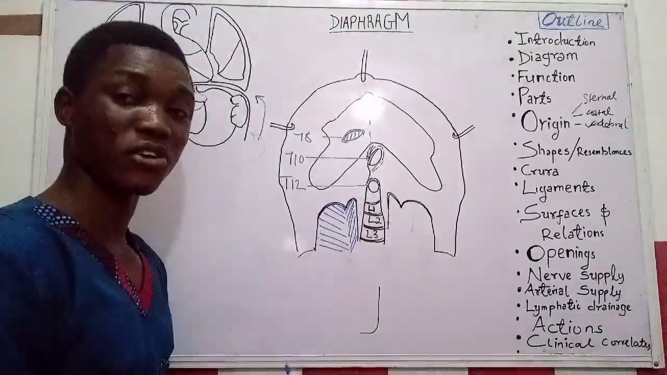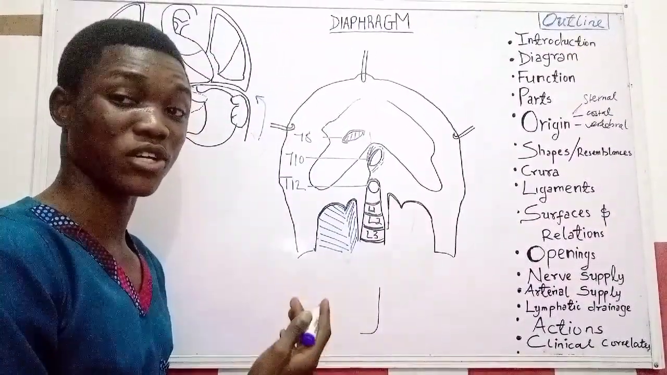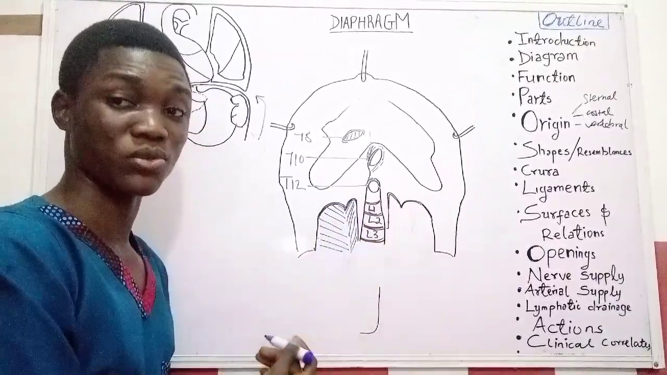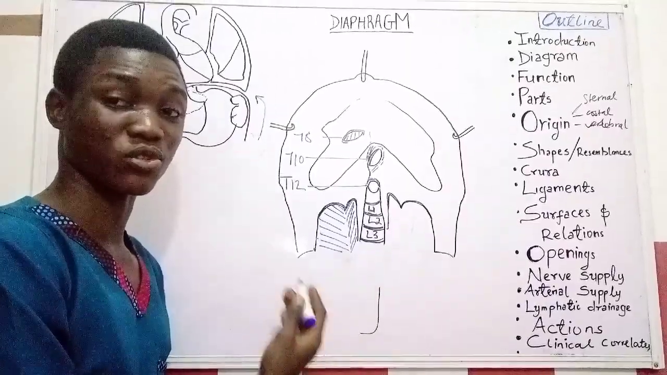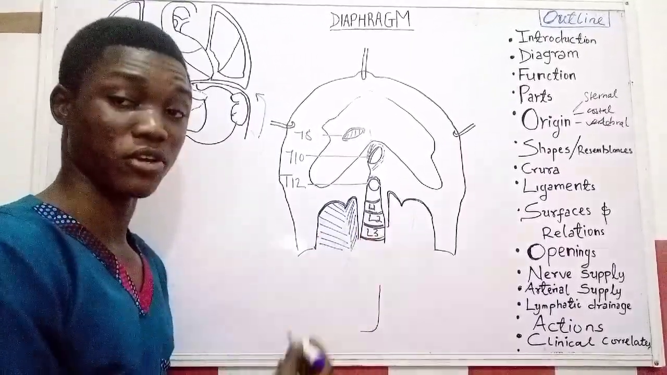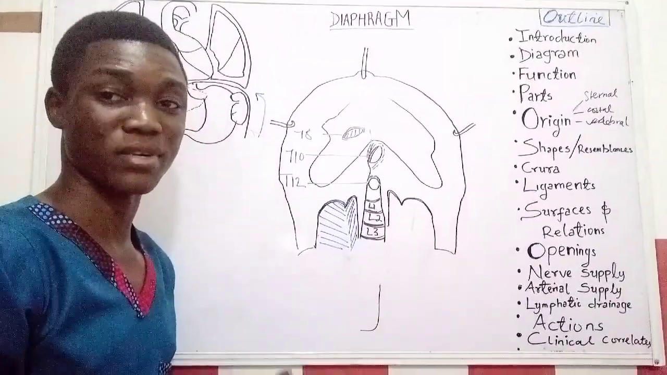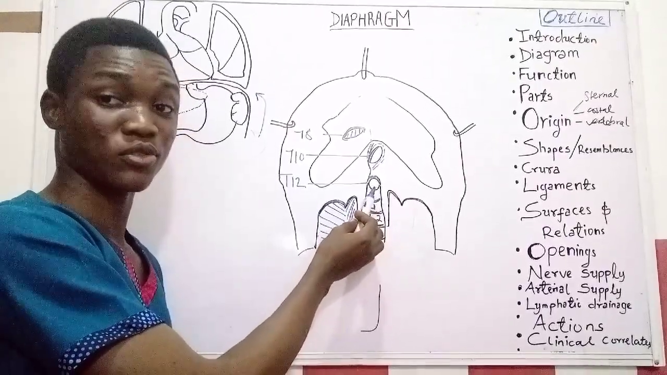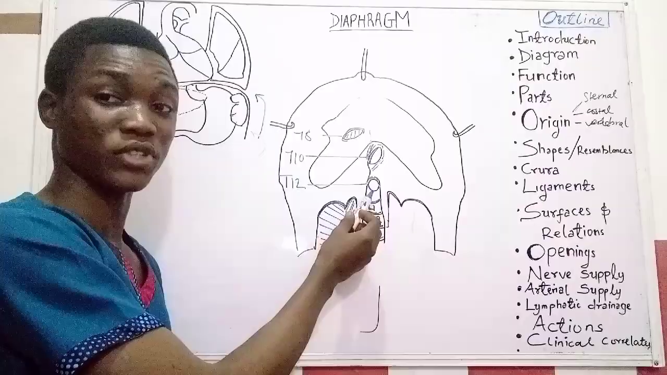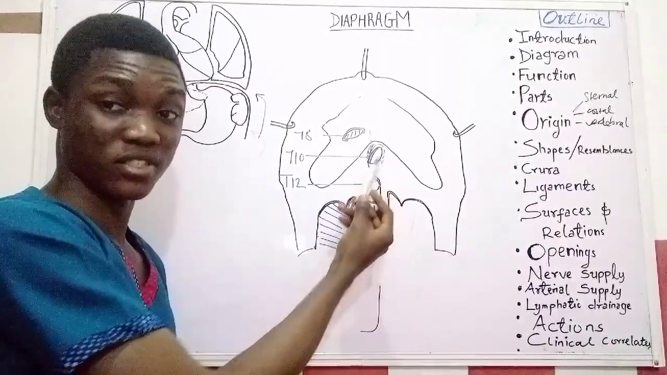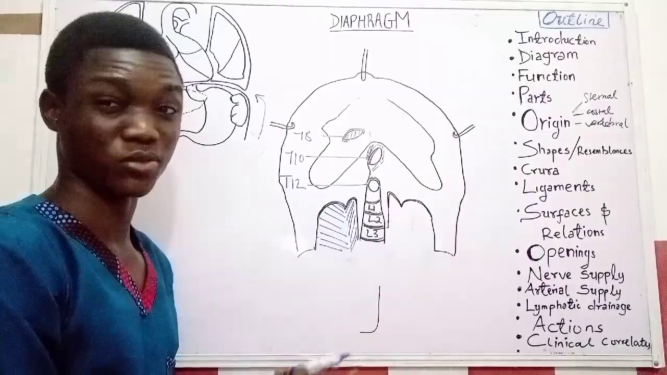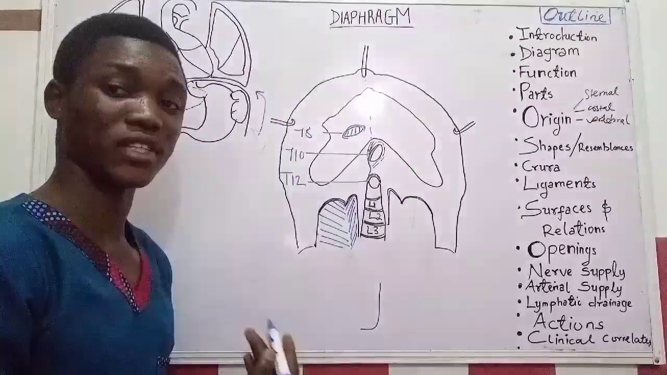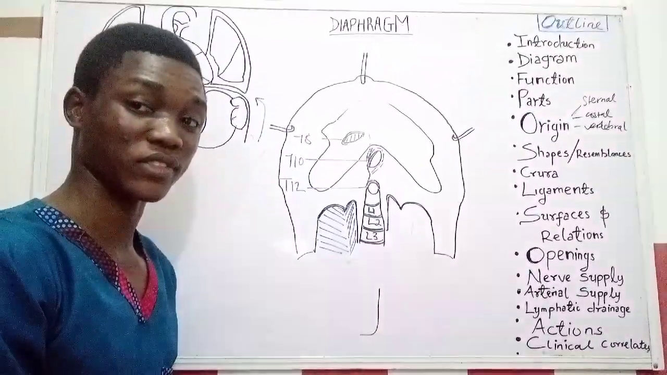Okay, then for the aortic opening, the contents are 3, and from right to left they include the azygos vein, the thoracic duct, and the aorta. So that is it about the major openings. For the sake of note, the aortic opening is circular in shape, the esophageal opening is oval in shape, and the vena cava opening is quadrangular in shape. Okay, then we'll be going to the next openings, which are the minor openings.